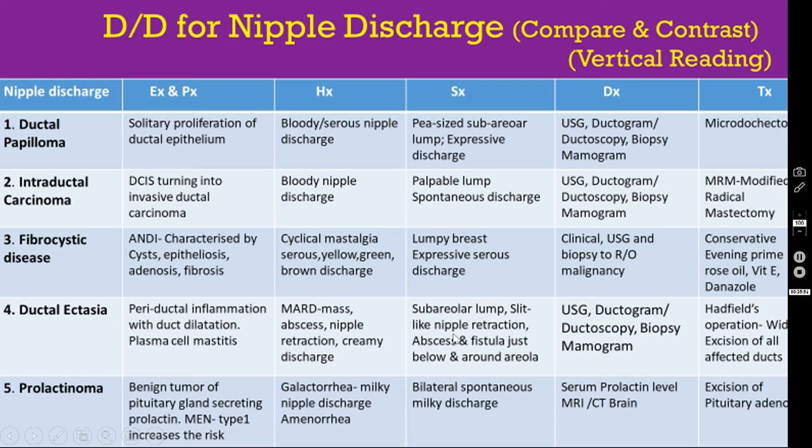And coming to the signs, subareolar lump you can palpate, and slit-like nipple retraction will be there. Some of the patients will be having either abscess or fistula just below or around the areola. Here also, you should do ultrasound or mammogram or ductogram and ductoscopy, and you can subject the specimen for biopsy to confirm the ductal ectasia.